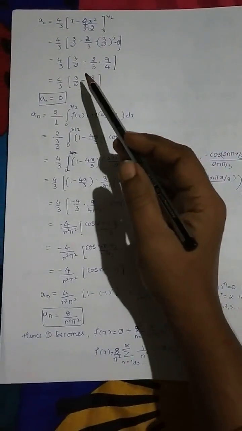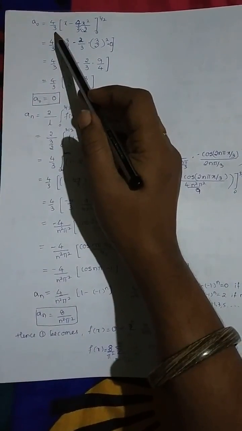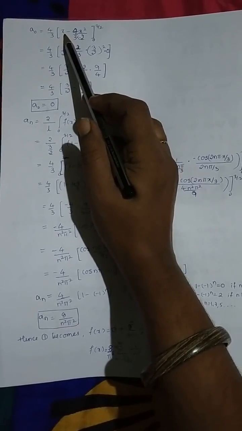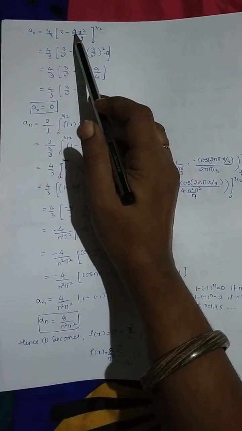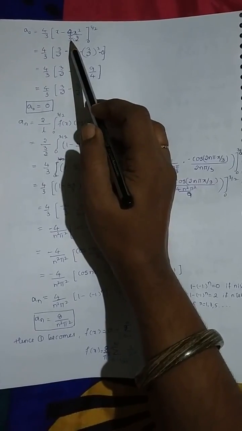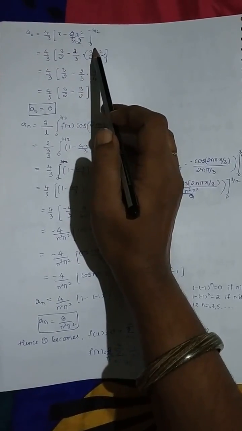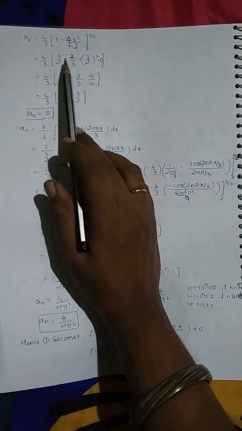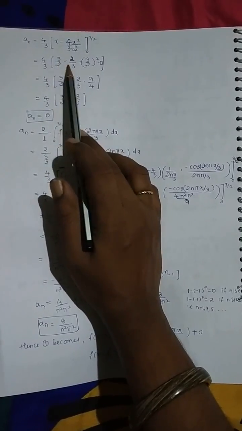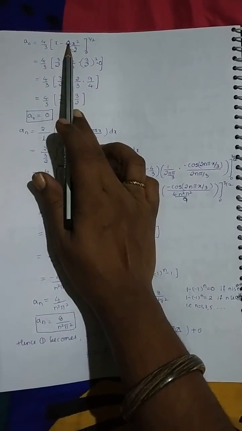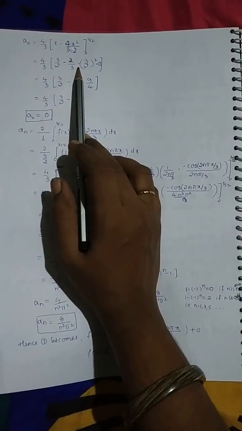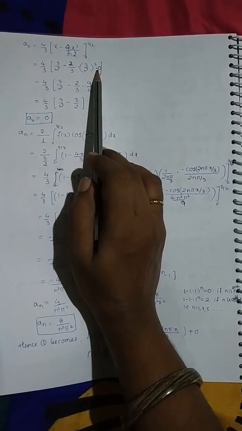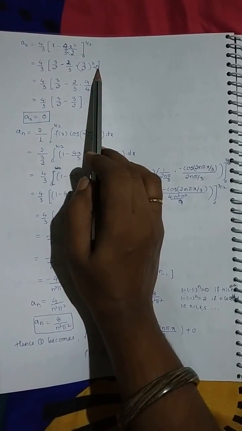Now integrating the term, we have a naught is equal to 4 by 3 into bracket, integration of 1 is x minus 4x by 3, where 4 by 3 is a constant, and the integration of x is x square by 2, from 0 to 3 by 2. That is equal to 4 by 3 into bracket, substituting the limits now. 3 by 2 minus, here 2 ones are 2 and 2 twos, that means here we have 2 by 3 into bracket 3 by 2 whole square, minus the lower limit 0, that becomes 0 only.